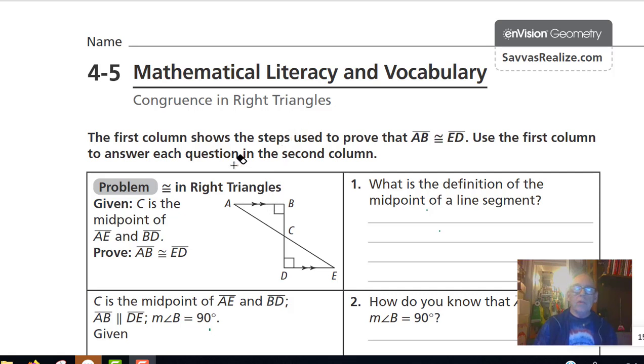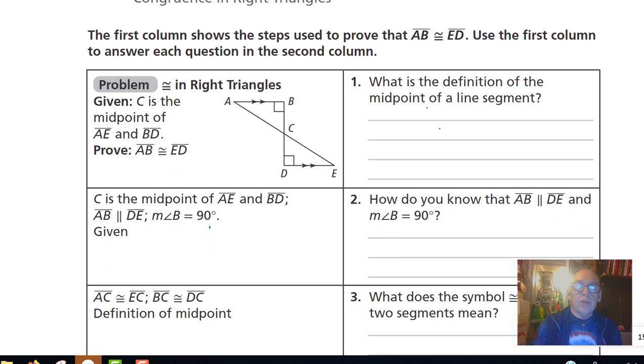Okay, this video accompanies the 5-4 reveal, mathematical literacy and vocabulary, mainly focused on congruence and right triangles and an introduction to setting proofs up. So let's see what we have here. Here's the problem. They want us to prove that AB is congruent to CD.